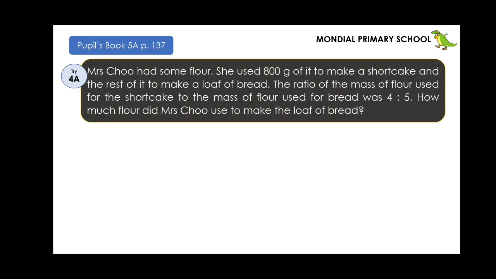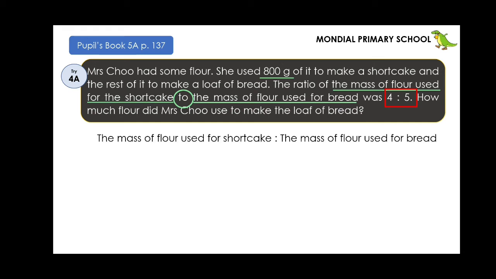What have we gathered from the problem? Great! We know the actual mass of flour Mrs. Cho used to make shortcakes. We know the ratio of the mass of flour used for the shortcake to the mass of flour used for the bread. What is not written in the problem? We do not know the actual mass of flour used for the bread.